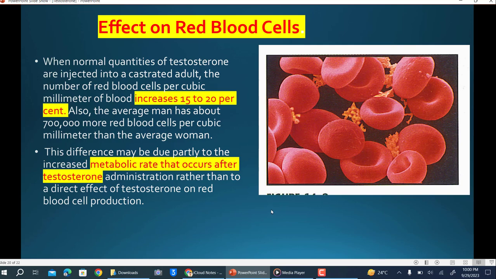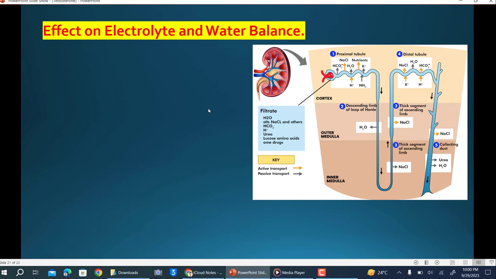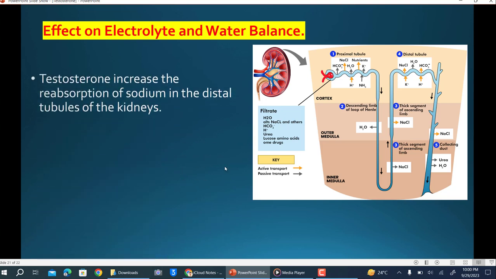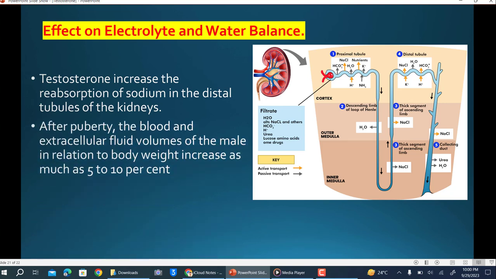Effect on electrolyte and water balance. Testosterone increases reabsorption of sodium in the distal tubule of the kidney. So it causes reabsorption of sodium in the distal tubule of the kidney. After puberty, the blood and extracellular fluid volume of the male in relation to body weight increases as much as 5 to 10%. At puberty, the body weight increases by 5 to 10%.